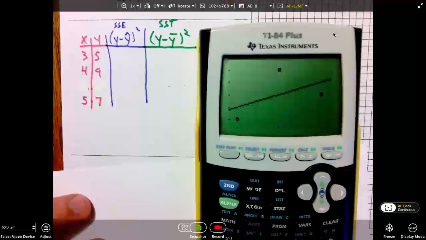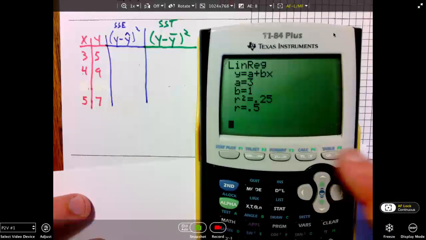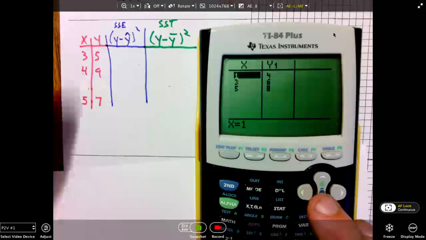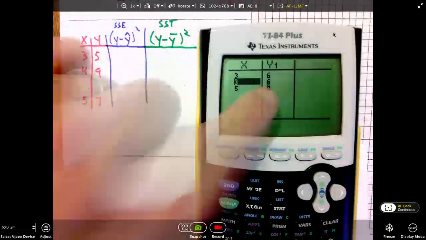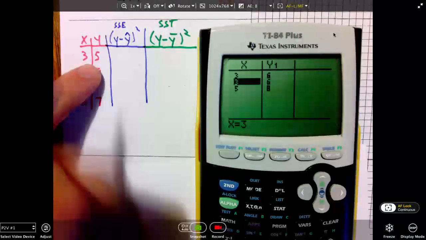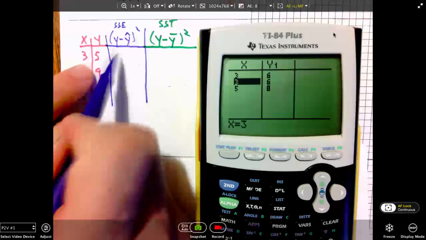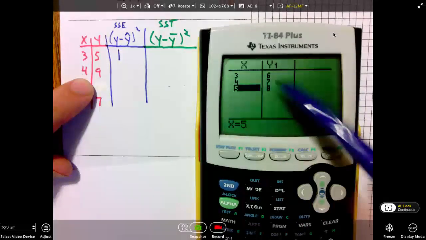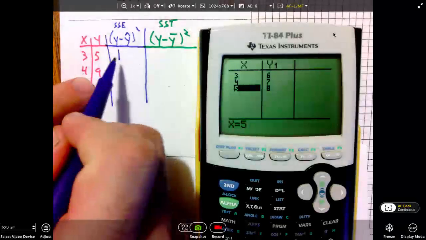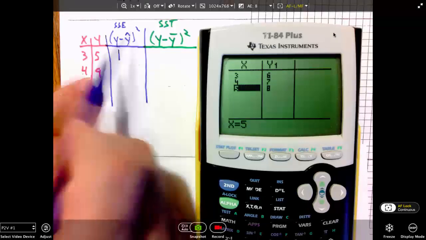Okay, I want to go and look at where the regression line is predicting our points to be. I'm looking at my table. I want to know what is 3 predicted to be. 3 is predicted to go to 6. It actually goes to 5. So 5 minus 6 is -1. Quantity squared is 1. Alright, what is 4 predicted to go to? The line predicts 4 will pair with 7. So 9 is my y, 7 is my predicted y. 9 minus 7 is 2. Quantity squared is 4.